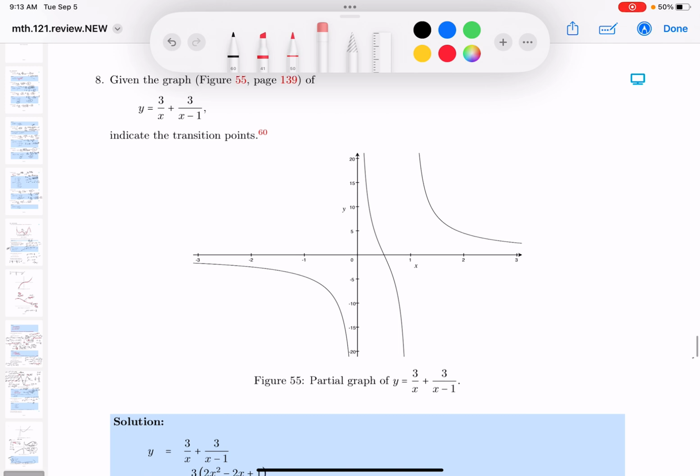As I do that, though, I want to rewrite this guy. I'm going to rewrite it as x times x minus 1. And then I'm going to get 3x minus 3 plus 3x. And this guy over here is going to be 6x minus 3 over x minus 1.